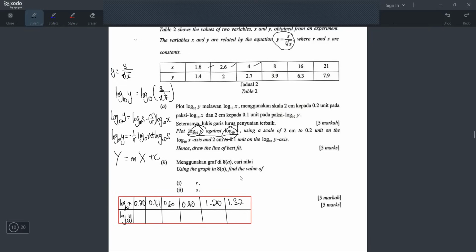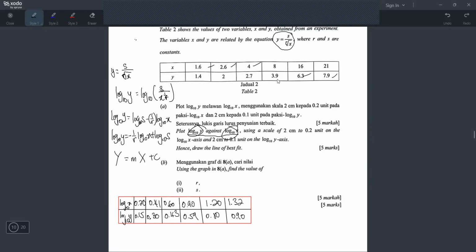Okay, this is very easy. You just do it by yourself. Just press calculator. And then this one is log y. So just press log 1.4. You get 0.15. And then the next one is log 2, which is 0.30. And then next one is 0.43. And then this one is 0.459. And then 0.80. And then 0.90, right?